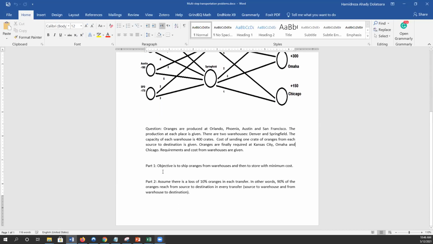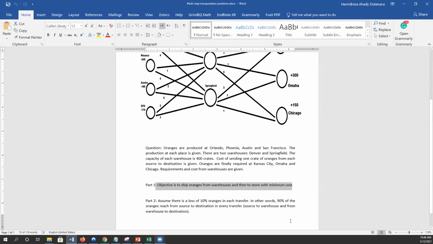Okay, so question 1, the objective is to ship oranges from warehouses and then to the stores with minimum cost, so minimizing the cost. Second question, assume there is a loss of 10% of oranges in each transfer, which is kind of, now it gets more realistic. In other words, 90% of oranges reach from source to destination in every transfer, source to warehouse and from warehouse to destination.